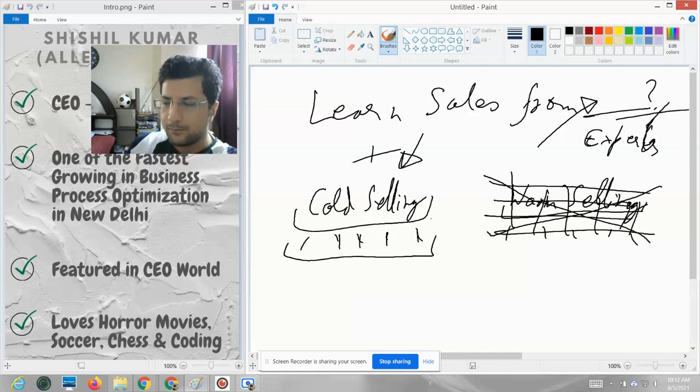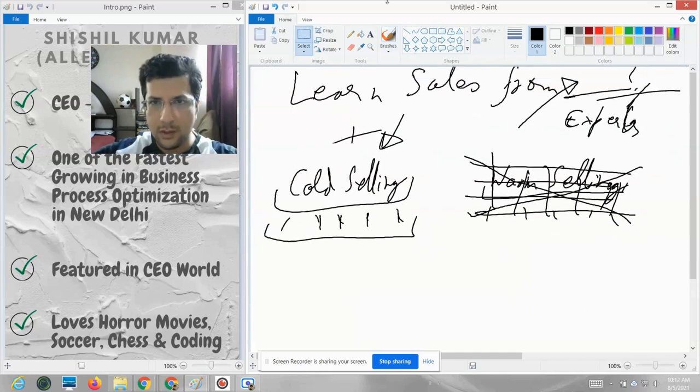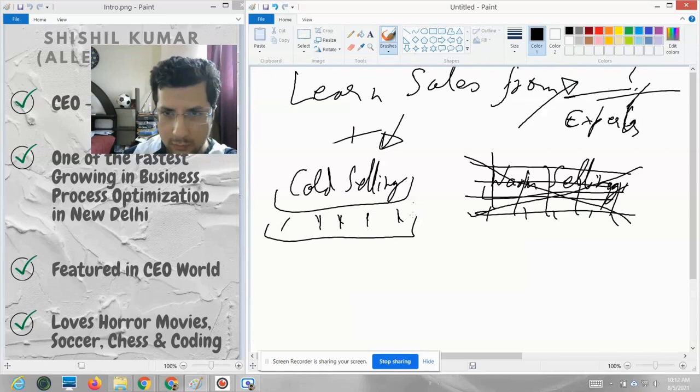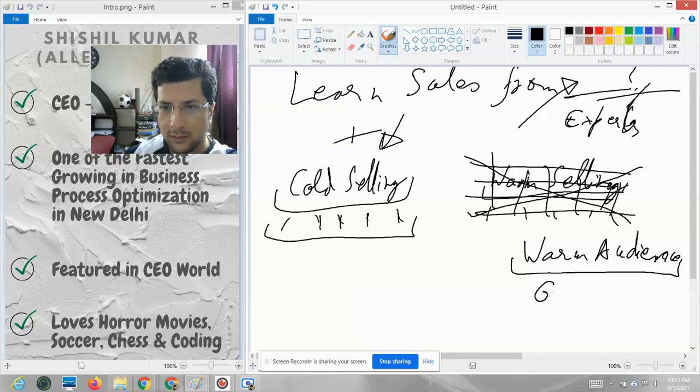And there are multiple types of people even in cold selling. So first of all, why cold selling? Why not warm selling? Warm selling people are easier to convert and we get paid quicker. So let me clarify that. Why not warm selling first? A warm audience is like a gold mine. They are easy to convert. People who are easy to convert are a gold mine.